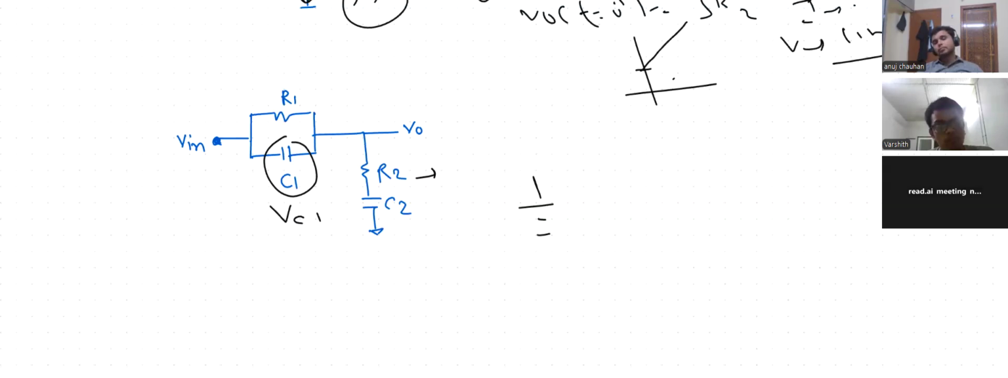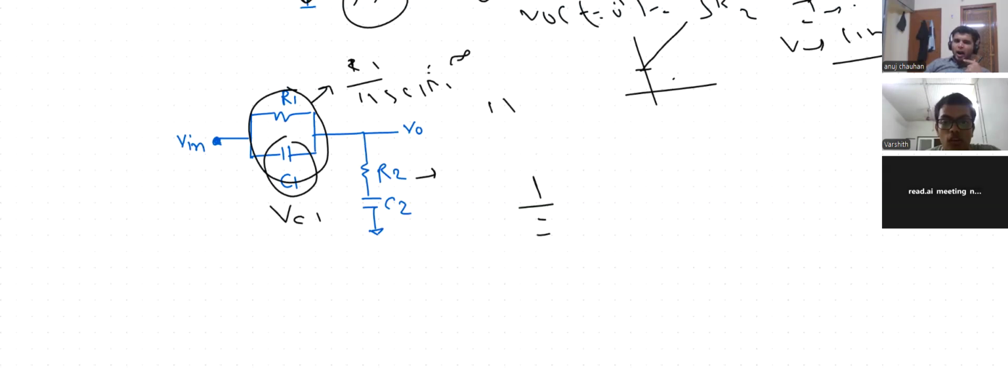To find zero, I think we can find it, sir. Okay, zero you can find. So what is the zero? For zero, this impedance should be infinity, sir. That means R1 by 1 plus S C1 R1 should be infinity. That means 1 plus S C1 R1 equals 0, sir. S equals minus 1 by C1 R1. So this is your one zero.